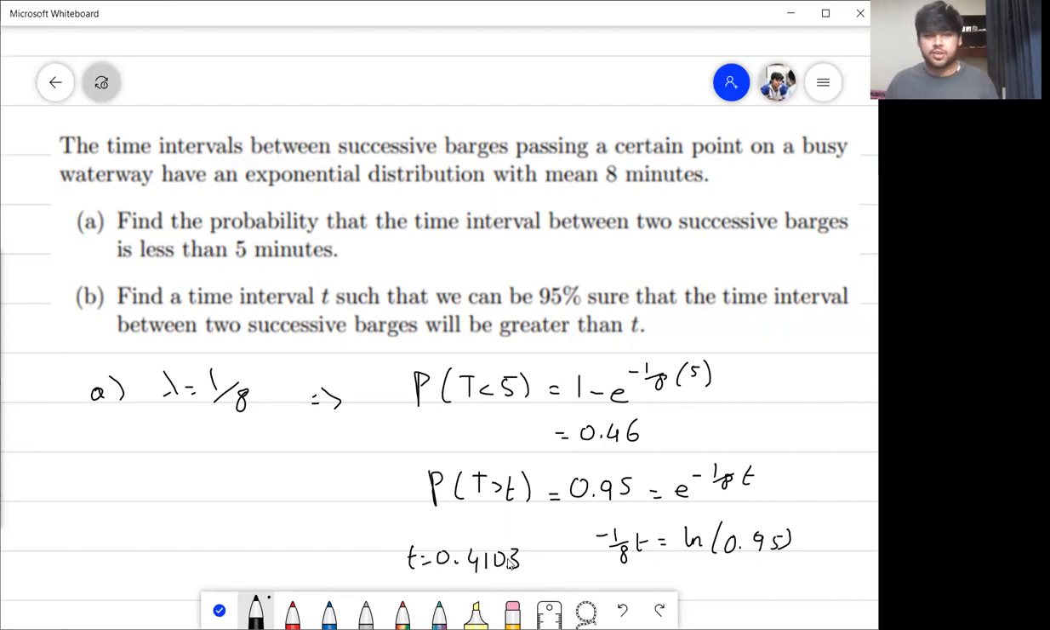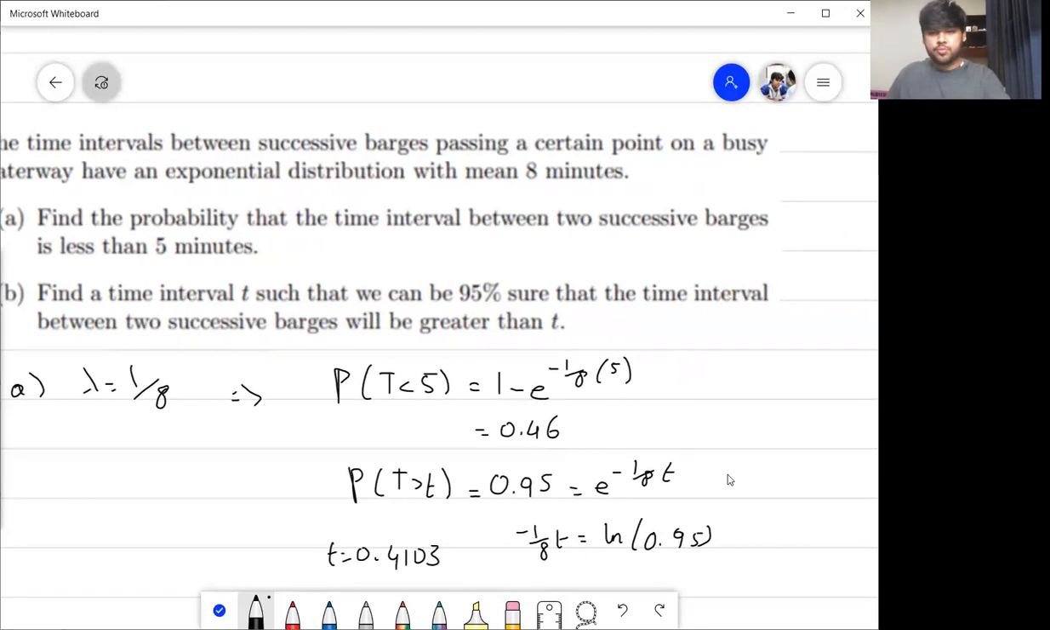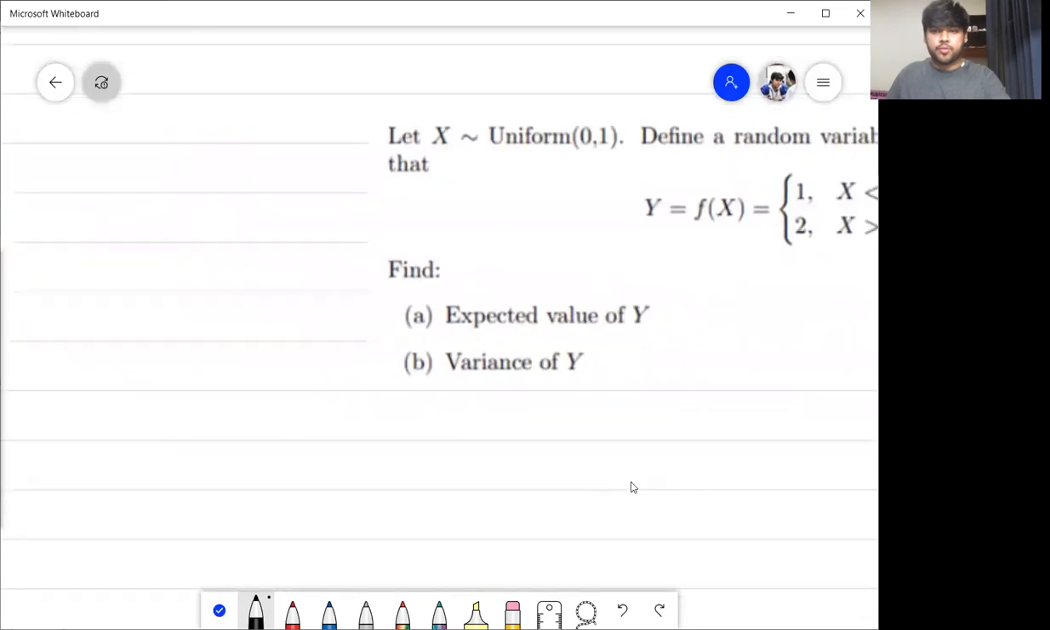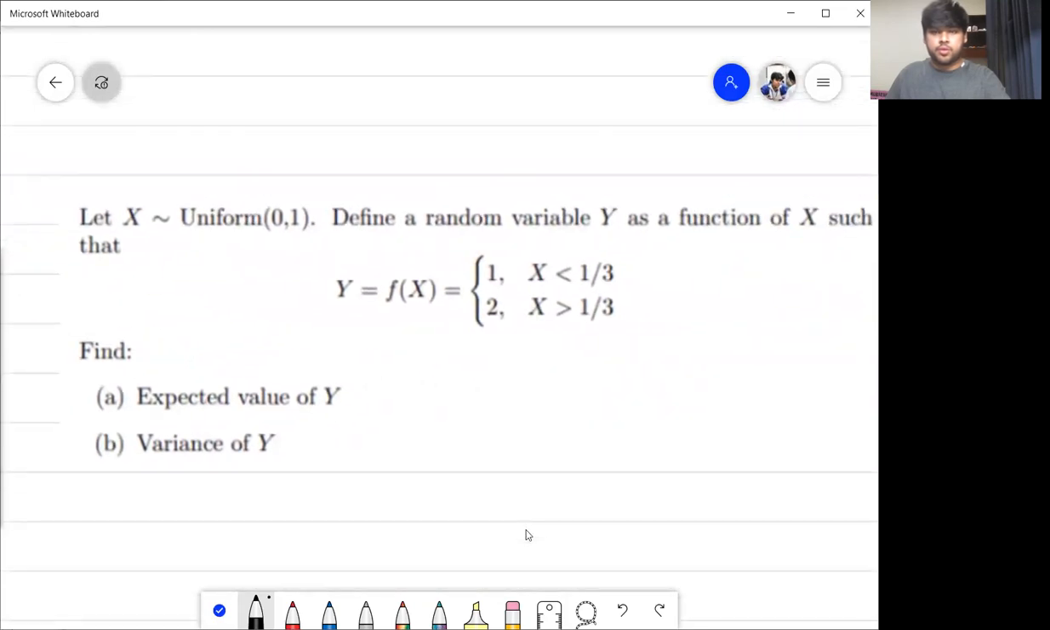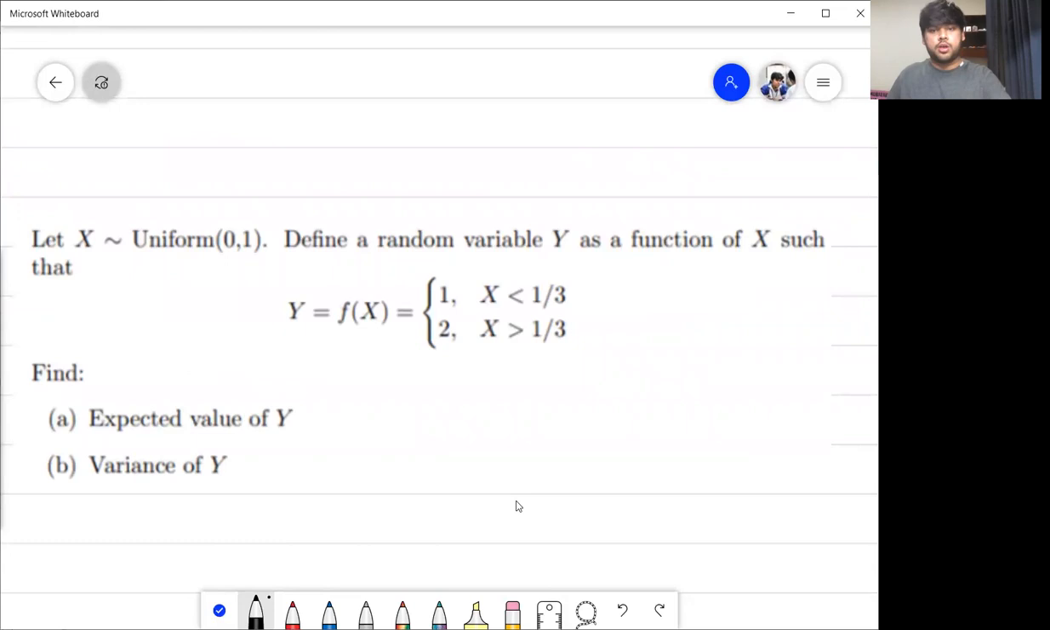Okay, I guess that's about it. Are there any other questions? If not, I'll move on. So we're doing uniform variables, uniform distribution now.